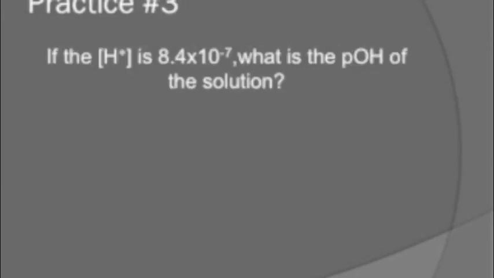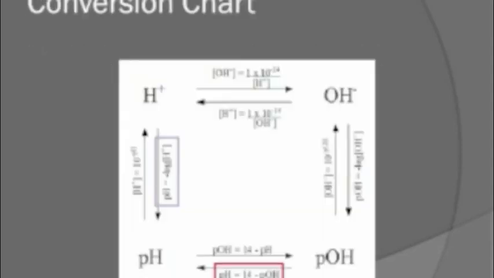Here's our final problem. If the hydrogen ion concentration is 8.4 times 10 to the negative 7, what is the pOH of the solution? Here again we have our conversion chart, and this time we'll actually have to use two separate equations because we'll be going from the hydrogen ion concentration to pH to pOH. First, we'll use pH equals negative log of hydrogen ion concentration, and then from there we'll convert the pH to the pOH by subtracting the pH.